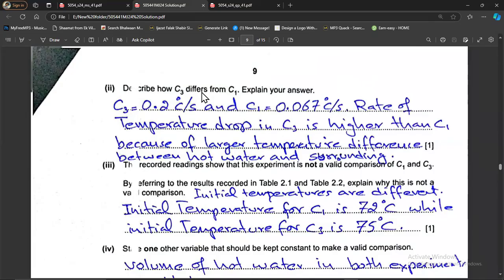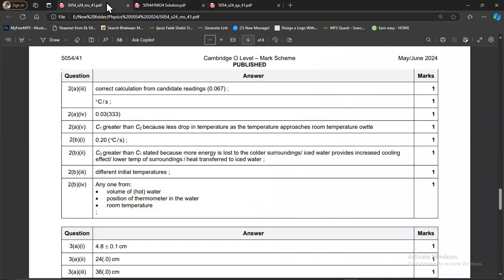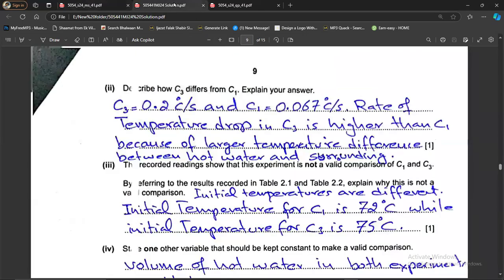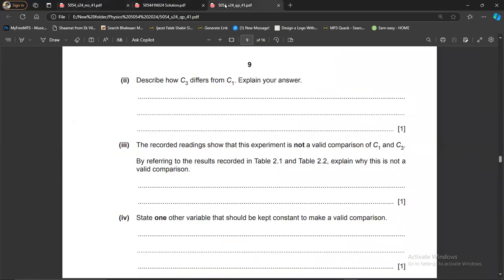Also, the question was, describe how the C3 differs from the C1. Okay, so hopefully you understand. This is the answer. You can read it also from here. You can also read my answer. I hope.